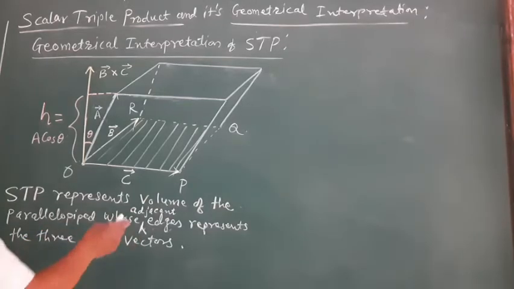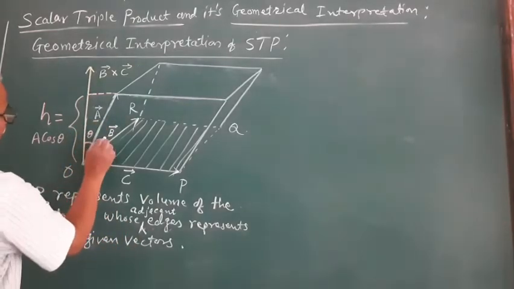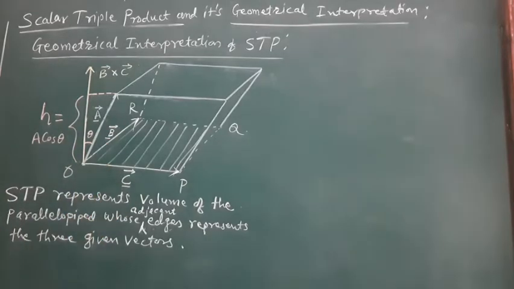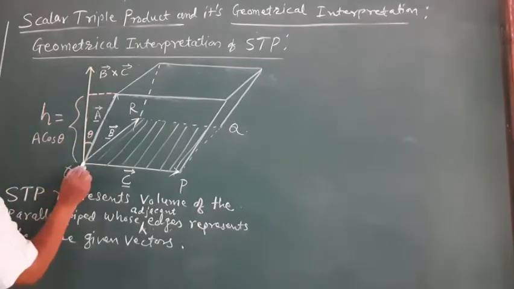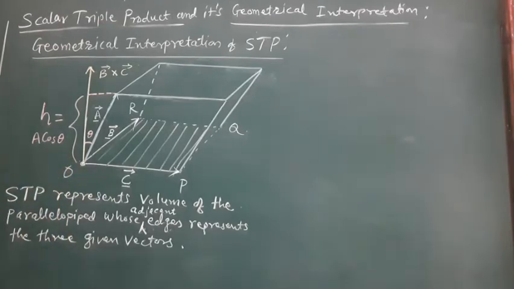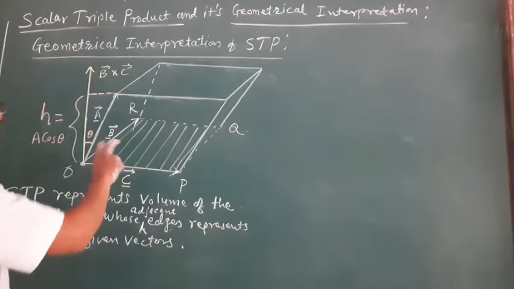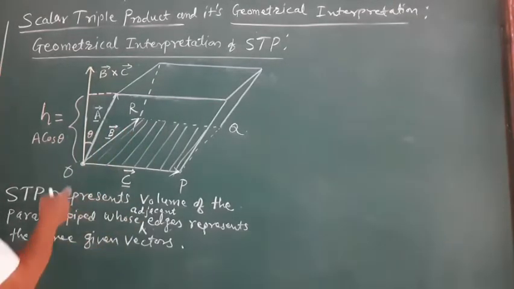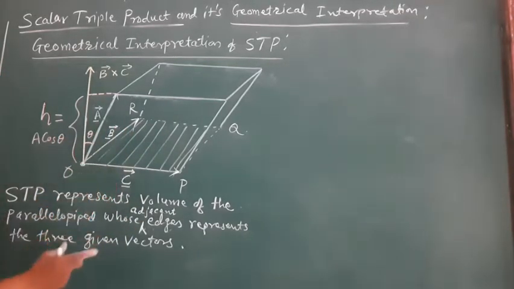So here we have the three vectors a bar, b bar and c bar. These three vectors start from the common point say O. All the three vectors originate from the point O. And if it is so, then we can complete the parallelepiped like this with the three vectors a bar, b bar and c bar as the three adjacent edges.